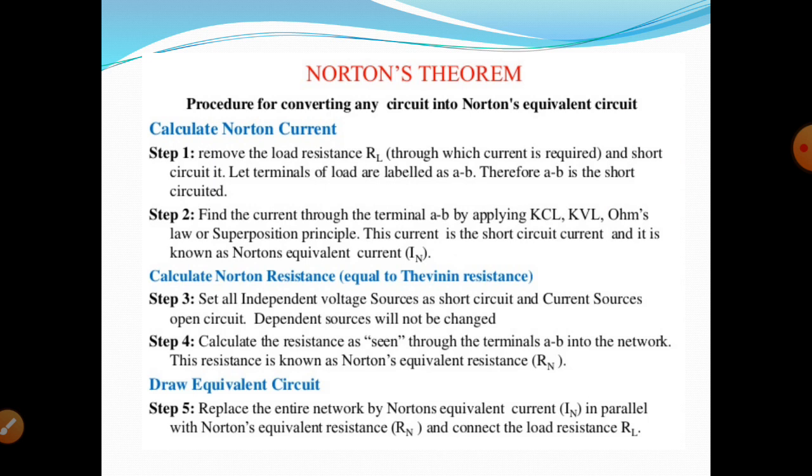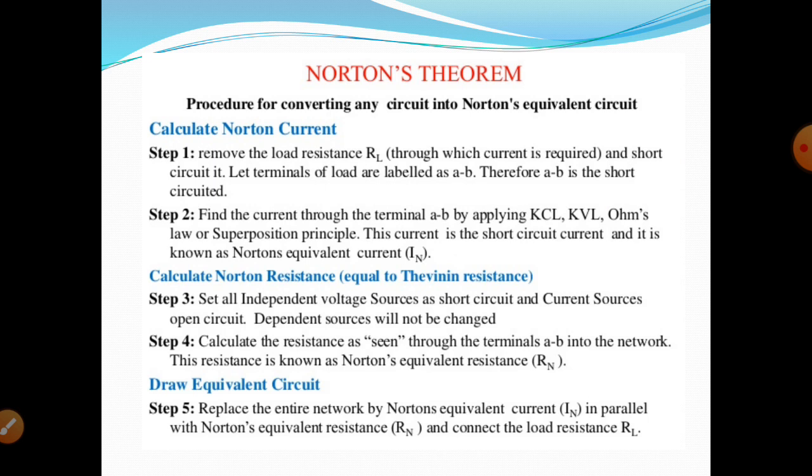And next one is the procedure for converting any given circuit into a Norton equivalent circuit. First, we remove the load resistance RL and short circuit it, and let the terminals of the load be labeled as A, B. Therefore, AB is short circuited. And next, find the current through the terminals A and B by applying KVL, KCL, Ohm's law or the superposition principle. We get the value of IN.